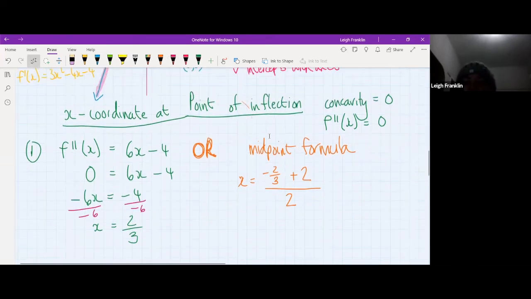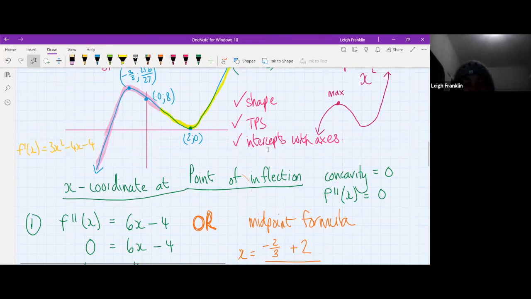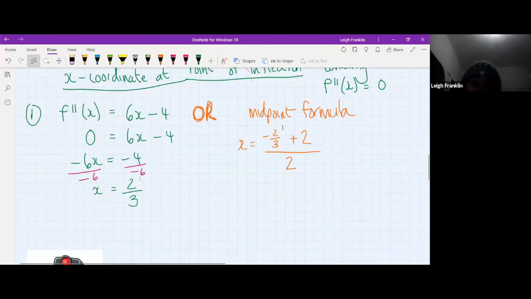Or the other way that we can do this is using midpoint formula. So midway between the two turning points. I'm adding the one x to the other x and then dividing them by 2. And you should get the same answer, 2/3. Let's just double check that we do get that. And we do. Yes, that's correct.